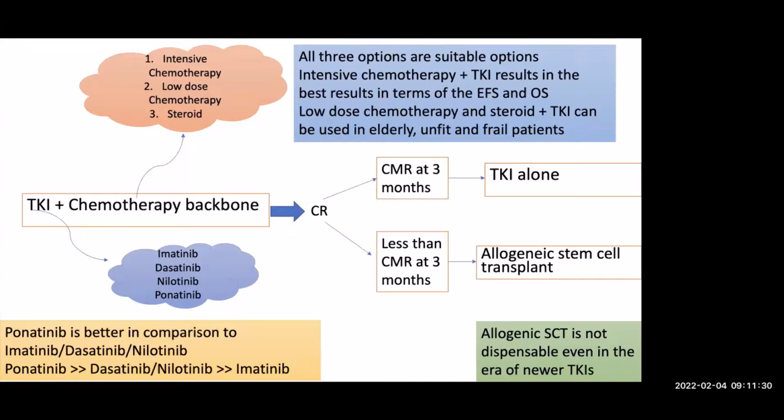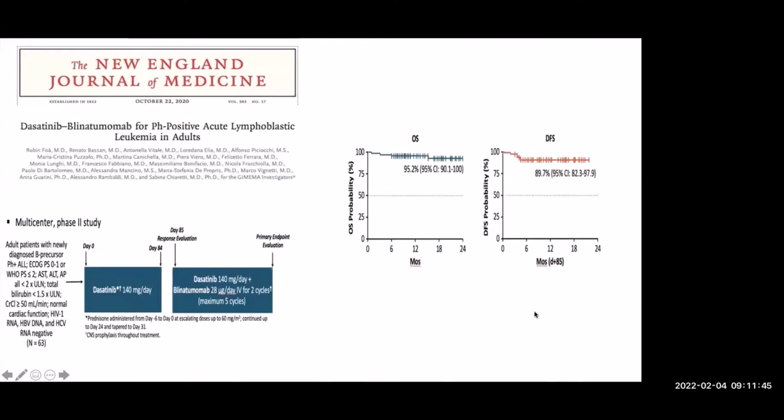So the conclusion is that allogeneic stem cell transplant is not dispensable even in the era of newer TKIs. If the patient is not able to achieve MRD negativity, then allogeneic stem cell transplant should be offered to the patients.